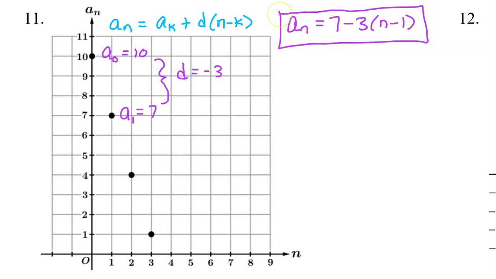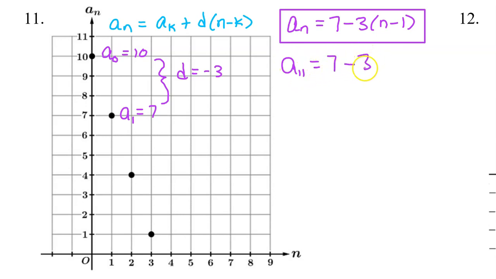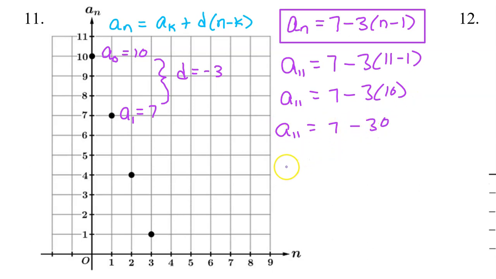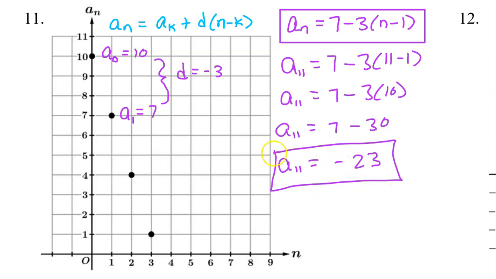And just like that, we have an expression for an. Let's use our expression for an to find a11, which will be 7 minus 3 times 11 minus 1. Therefore, a11 will be 7 minus 3 times 10. So a11 will be 7 minus 30. So a11 will equal negative 23. Easy peasy.